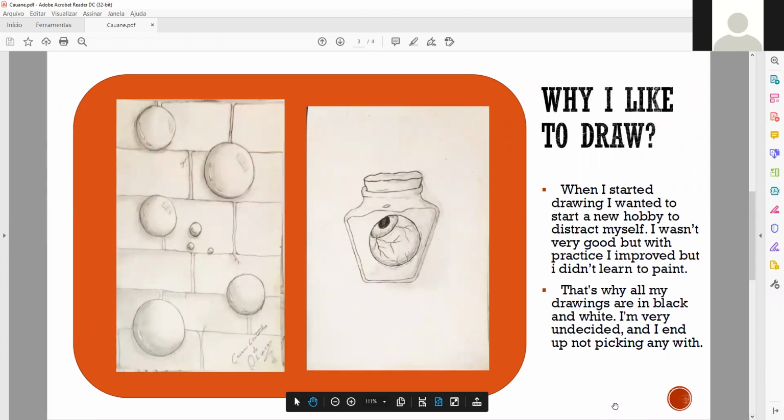Next one, please. What I like to draw. When I started drawing, I wanted to start a new hobby to distract myself. I wasn't very good, but with practice I improved, but I didn't learn to paint. That's why all my drawings are in black and white. I'm very undecided.